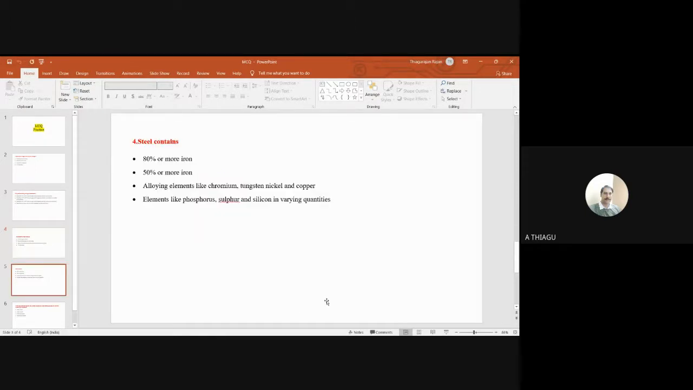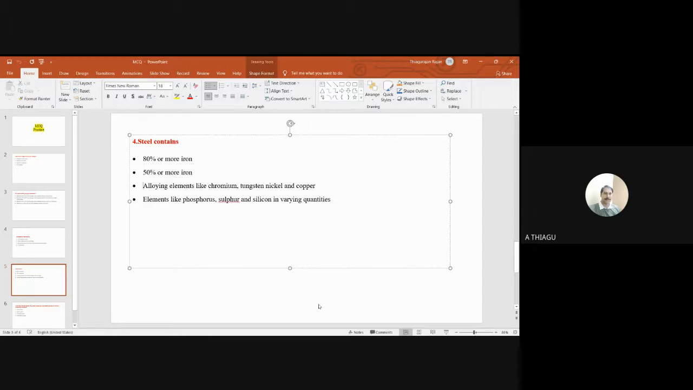So the fourth one: steel contains what percentage of iron? Steel contains what percentage of iron? Okay, I don't want to take much time. 50% and more iron. The remaining is in the form of carbon and some alloys. Is it right? So the correct answer will be B.